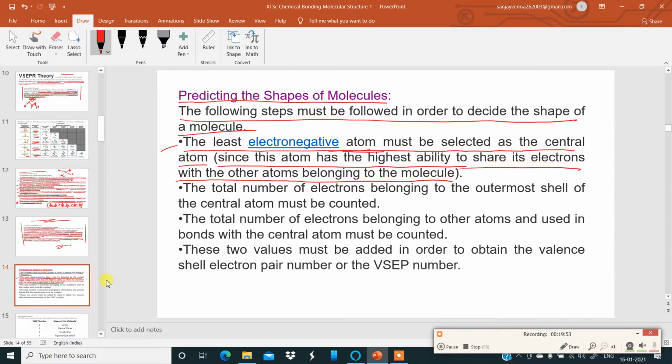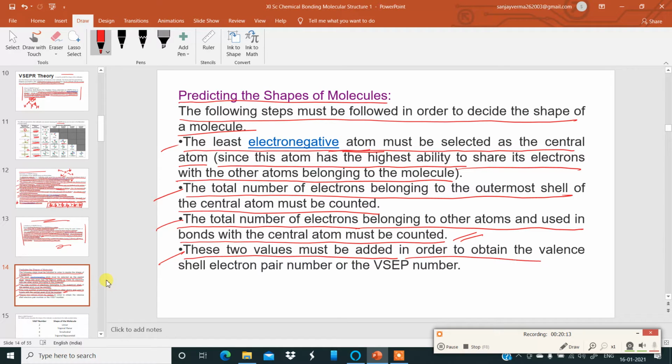Okay. Then the total number of electrons belonging to the outermost shell of the central atom must be taken into consideration. The total number of electrons belonging to the other atoms and used in bonds with the central atom must also be taken into account. These two values must be added in order to obtain the valence shell electron pair number, or the VSEP number.